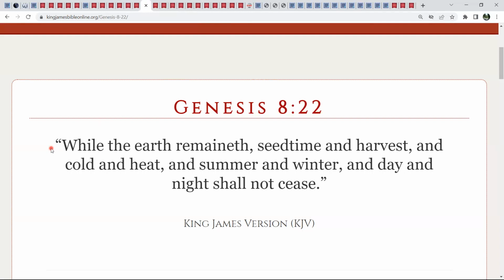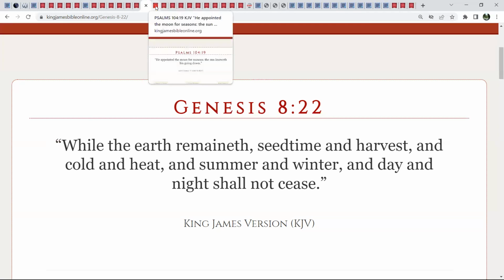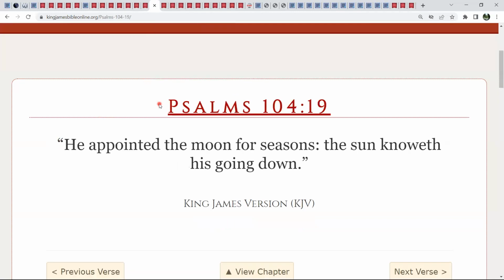And this is to assure us that this biblical calendar that we are presenting here, with this common and embolismic year, will not change. It will not change as long as the earth remains. And we even have other wonderful promises that we can continue to follow here. Again, the promise of the moon that was appointed for seasons and the sun knowing its going down.